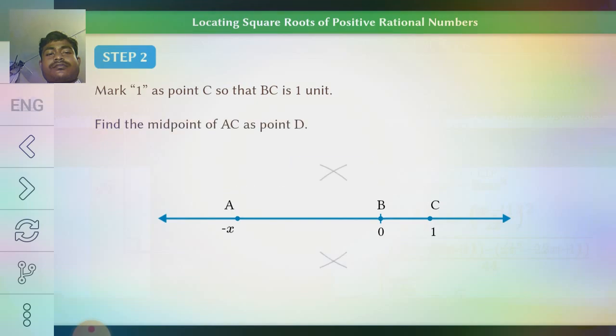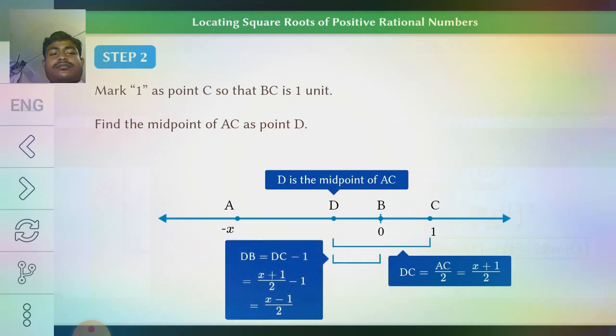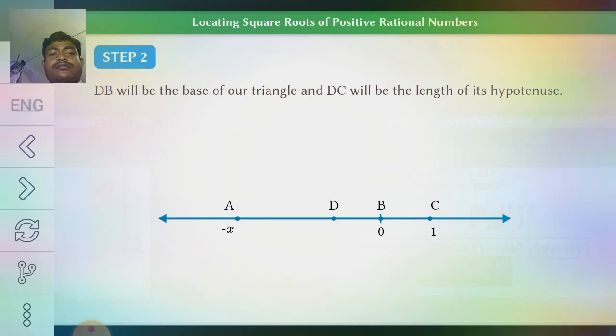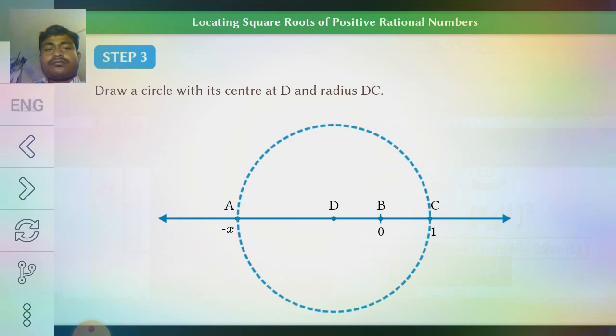Find the midpoint of AC by making perpendicular bisectors and mark it as point D. Now DC becomes (x plus 1) by 2 and DB calculates to (x minus 1) by 2. We will construct a triangle EDB, where DB will be the base of the triangle and the hypotenuse DE equals DC. Step 3. Draw a circle with its center at D and radius DC.